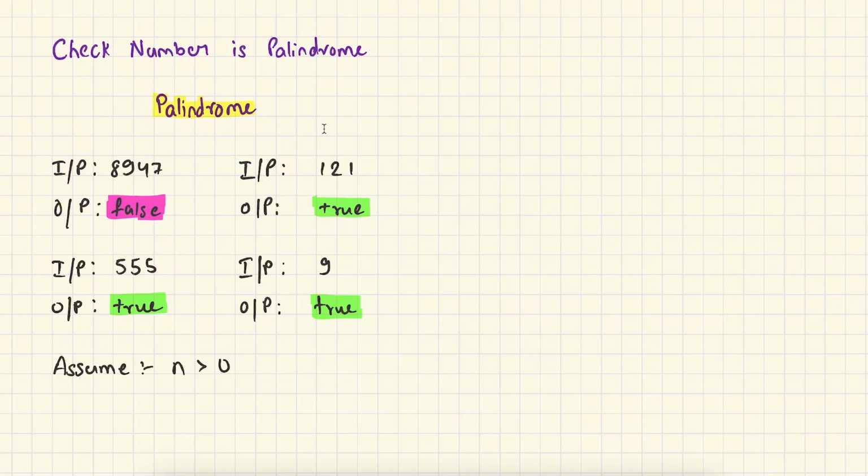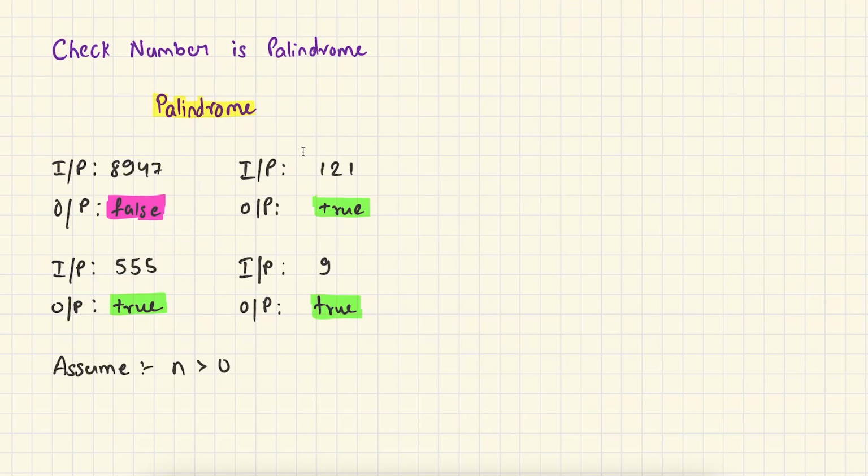Let's see with an example. This is a 4-digit number and if we reverse it we get 7498 and that is not equal to 8947. It means this is not a palindrome number. And one more thing, a number is called palindrome even if you read it from left to right or right to left, you get exactly the same number.